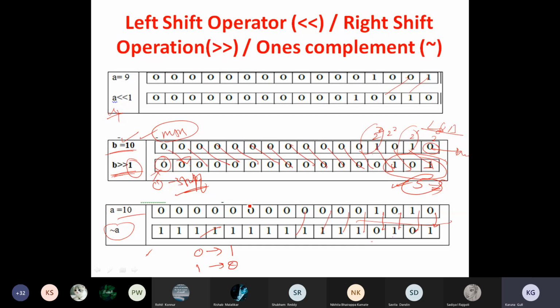Okay. So this is the meaning of bitwise operations. You have a variety of bitwise operations. One is the AND operator. Okay, and you have the OR, you have XOR, you have the left shift, you have the right shift, and a complement. Any doubt regarding these things?